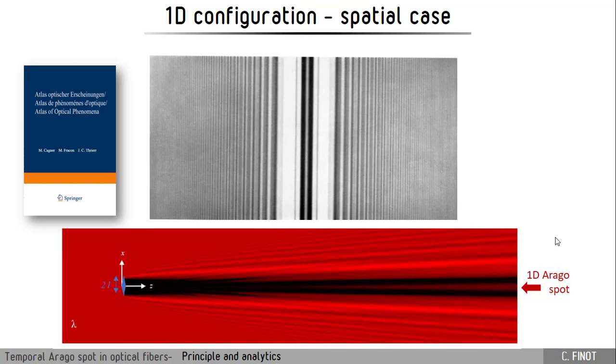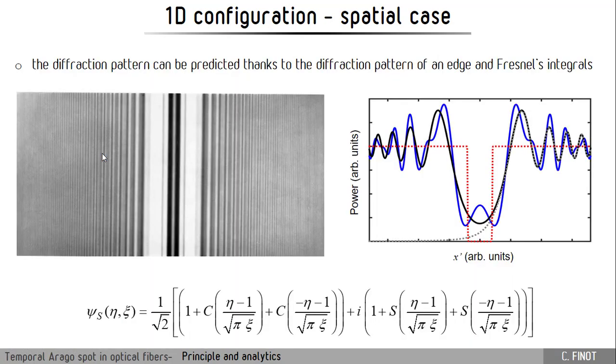We can see here at the center the equivalent of the Arago spot in the 1D case. This photograph is from the Atlas of Optical Phenomena by Cagnet, Françon, and Thrierr. So a very nice photograph, and we can quite easily find the analytics for this waveform. And what is usually taught to the students is this, the shape of the diffraction by a straight edge.